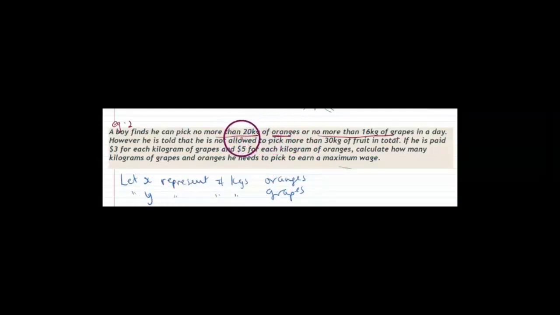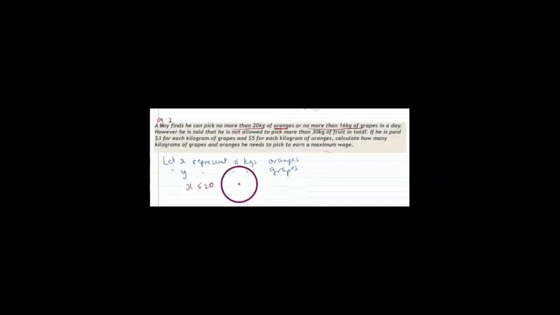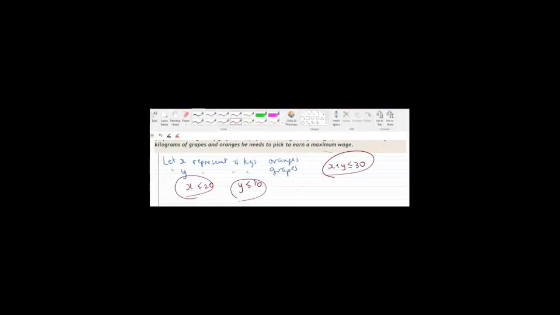Now, this first line here actually gives us two more inequalities. That means that x must be less than or equal to 20, and y must be less than or equal to 16. Now, they say in the second line, however, he is told that he is not allowed to pick more than 30 kilograms of fruit. So x plus y must be less than or equal to 30. So 1, 2, and 3 are the inequalities that I am now going to go to graph paper for. However, reading the last line, they talk about wages. In this last line, they're saying that he will get $3 for every kilogram of grapes and $5 for every kilogram of oranges.